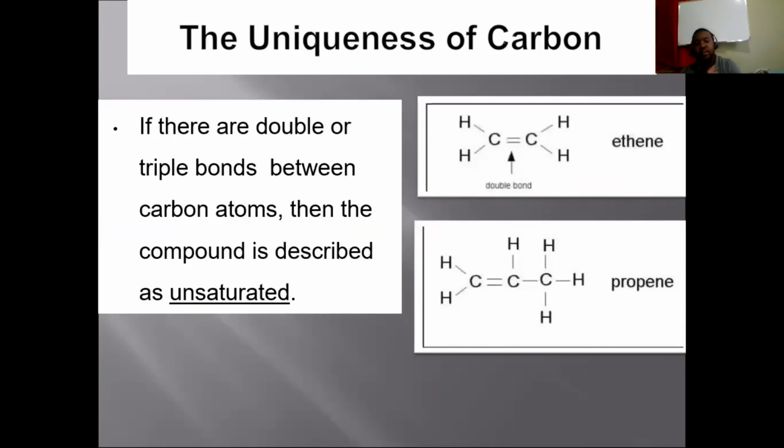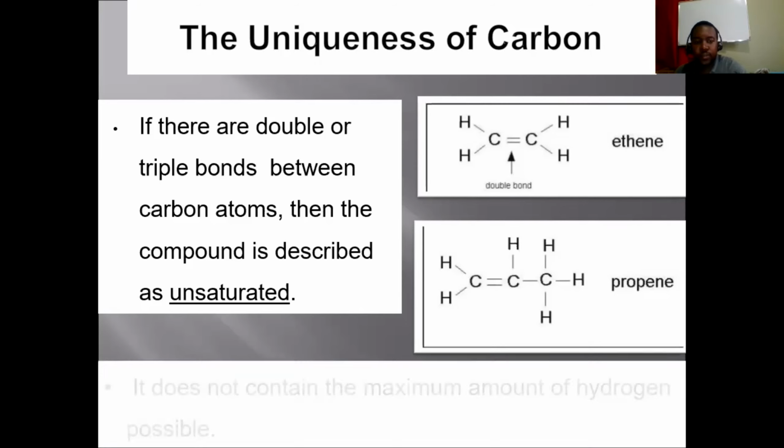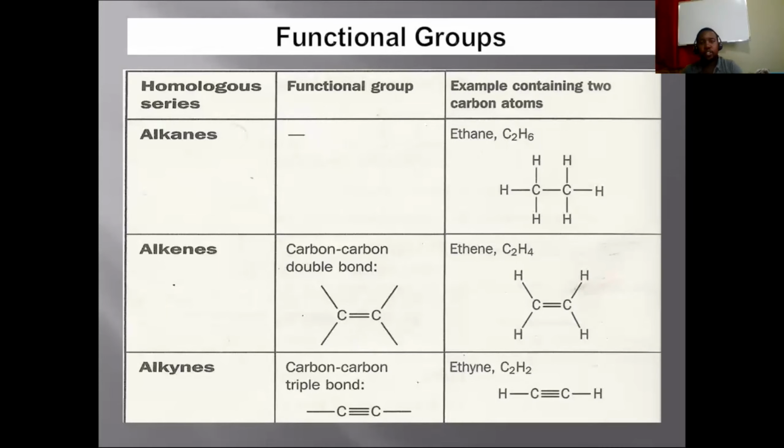All right, so then we look at unsaturated compounds, where instead of a single bond we have either a double bond or a triple bond, which will cause it not to have the maximum number of hydrogens that each carbon can hold. Now we look at the functional groups. The functional groups are the unique aspect of these compounds that give their different chemical properties. Each of our homologous series are different sections of compounds that have a functional group that gives them their chemical properties.